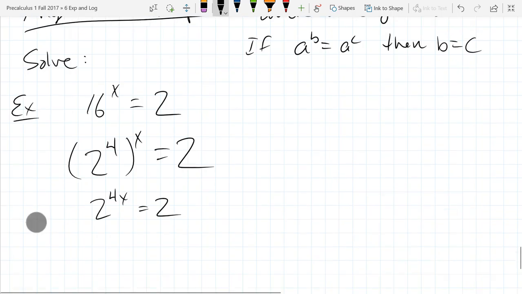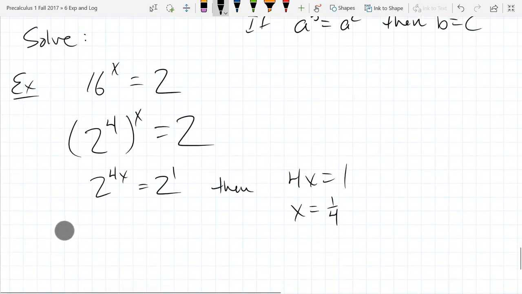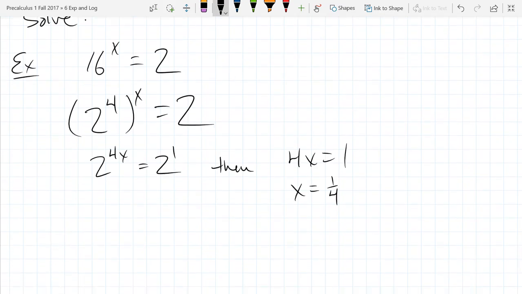All right, so I got the same base, but I need to have it written with a single exponent. So 4 times x is 4x. On the right side, if I write a power up here, what power is 2 raised to? So I could write first power. That doesn't change anything. So now I finally have bases that match. That means powers have to match. So then I'm using that theorem up there in the right corner. 4x equals 1, so x equals 1/4. So that's the exponent.